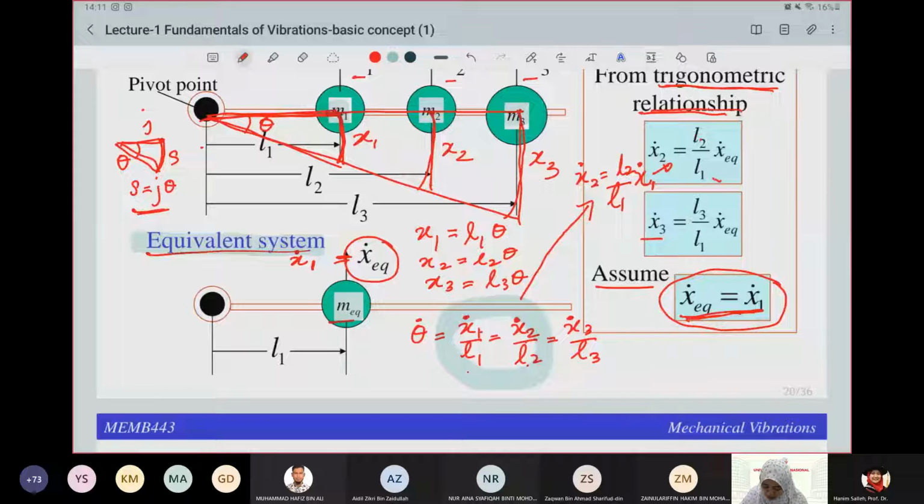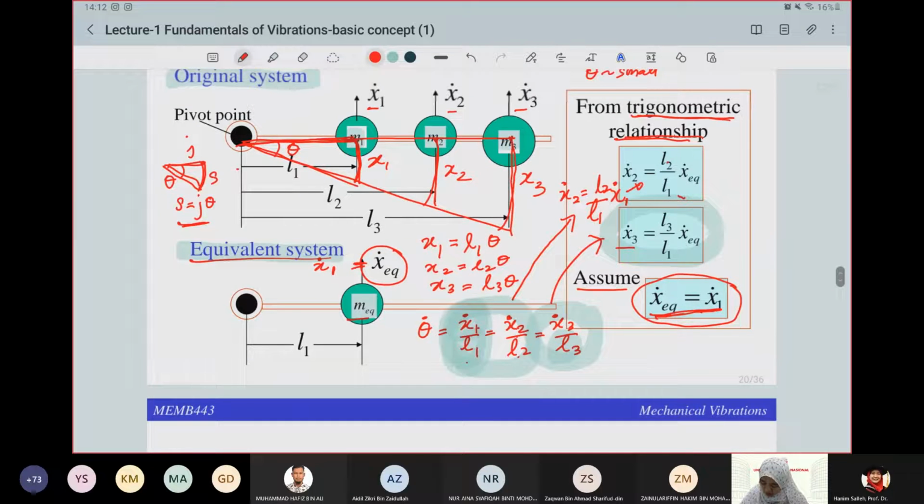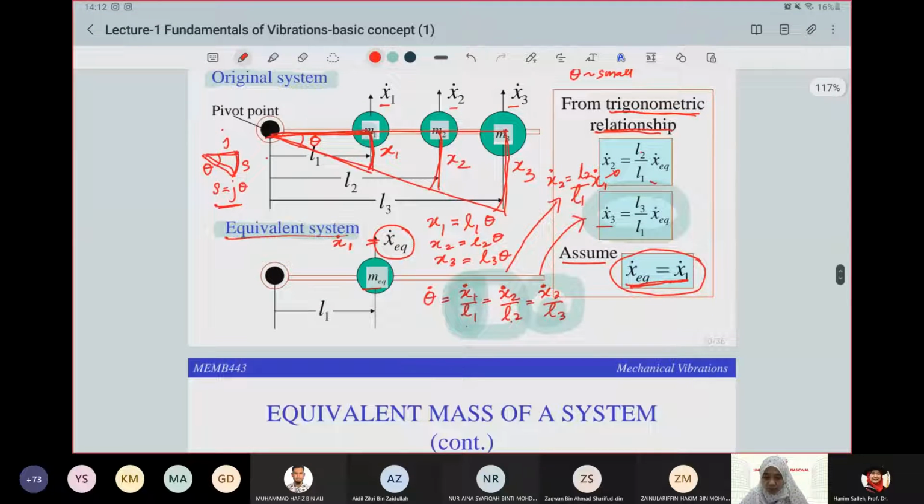So do the same thing for x dot 3 over L3 equals to x dot 1 over L1. So you rearrange, and you get x dot 3 equals to L3 x dot 1 or x dot equivalent over L1. Okay, so that's how you get this. Once you get that, shall we move on? Okay, clear?